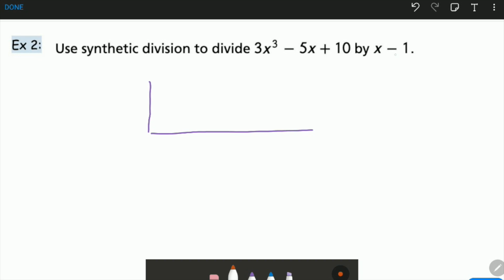But out front, I need the root of what we're dividing by. So the root of x minus 1 would be x equals 1. Set it equal to 0 and solve. So I'm going to put 1 out here.